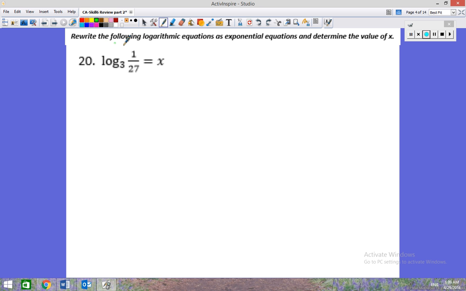So here it's same directions. Log base 3 of 1 over 27 is equal to x. The base is 3. The logarithm equals the exponent, equals 1 over 27. Now, sometimes when we have exponential equations, we can solve them by rewriting each side with the same base. So let's try to do that here. I know that 27 is 3 to the 3rd power.